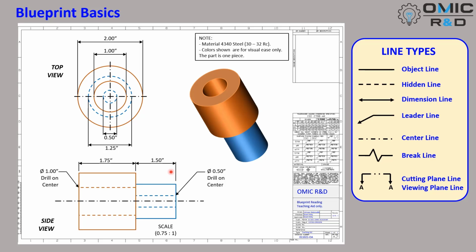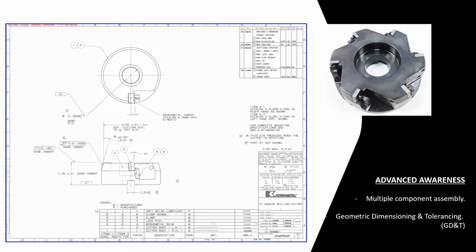And then the cutting plane lines are used for if you were to cross-section a part through the middle of it, what would the features look like if you were, say, a viewer inside the part? And that's what these cutting plane lines or viewing plane lines can help you with.